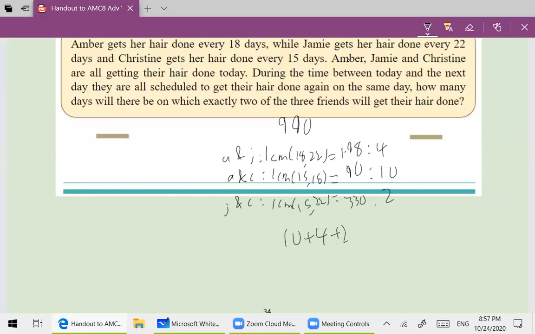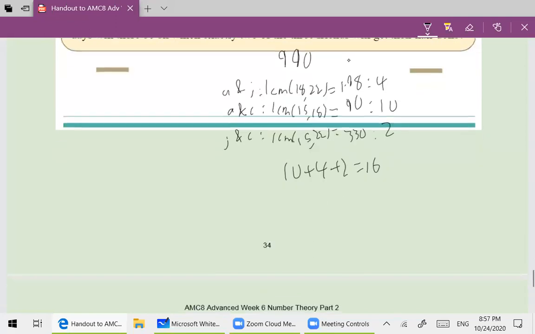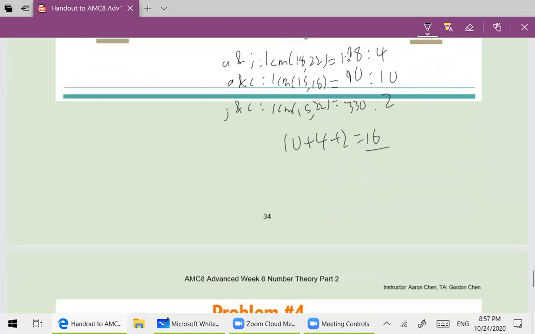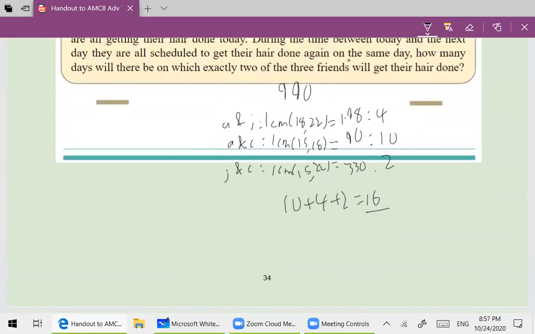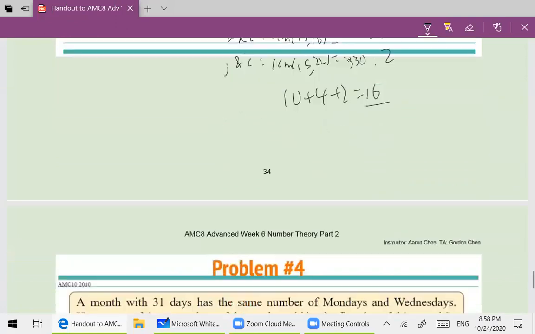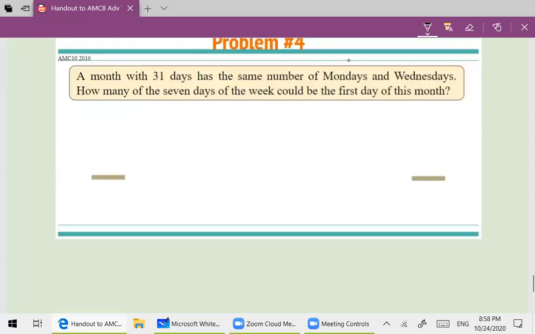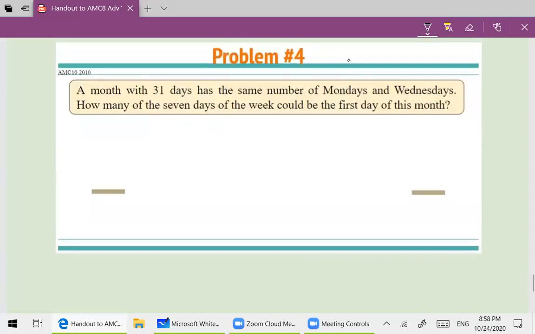So 10 plus 4 plus 2 equals 16. And you know that none of these overlap because the only way they'd overlap is if all three meet on the same day, but we calculated that to be in 990 days. And none of these are at 990. So the answer is just 16. Okay, here's your next exercise.